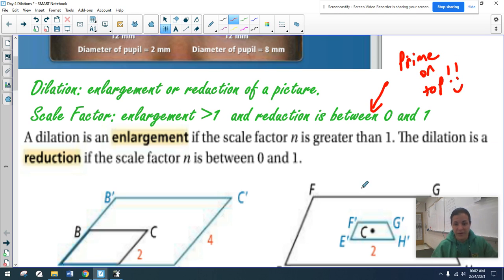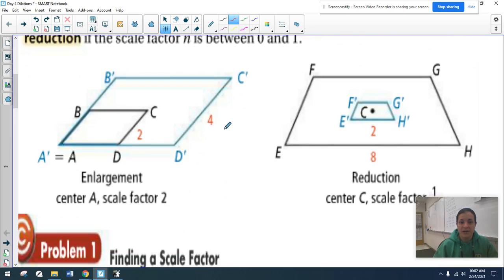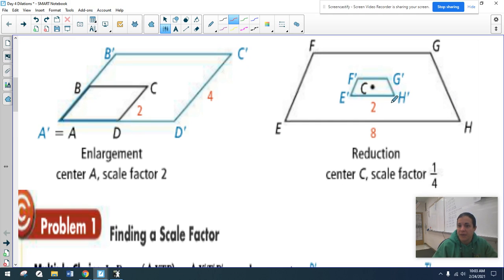Okay, so when you do your scale factor, you put the prime on top. In other words, my prime number right here is 4. Just like we did with similar figures, this side matches up with this side, so make sure the prime's on top. You would put 4 over 2, and that's how you get your scale factor of 2. On this one, the bottom matches up with the bottom, so make sure your prime goes on top. So 2 over 8 would give you 1/4.